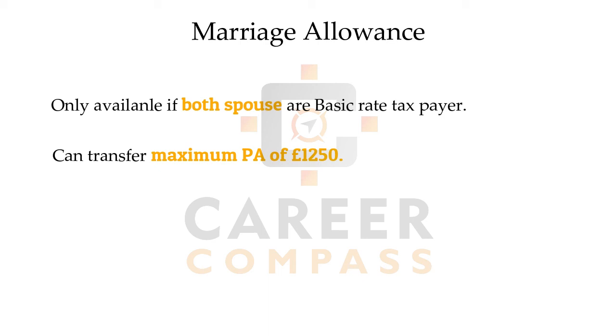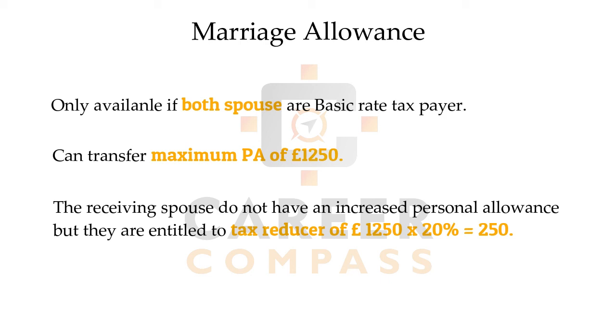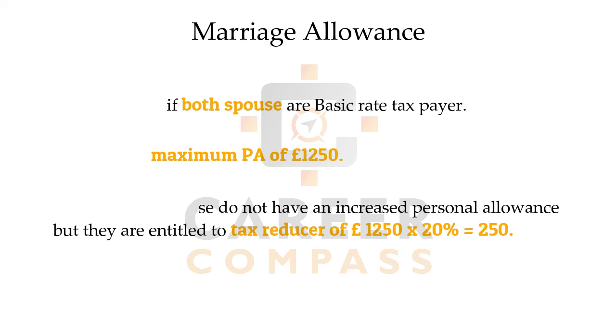Now, once again, a little bit of a twist here is that the wife will transfer the personal allowance of 1250, but the receiver, the husband, will not get an increased personal allowance. The husband's personal allowance will remain the same 12,500, but he will get an indirect benefit of this transfer via the tax reducer. The husband will get a tax reduction of £250, right?